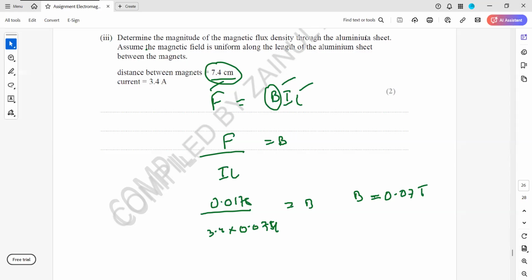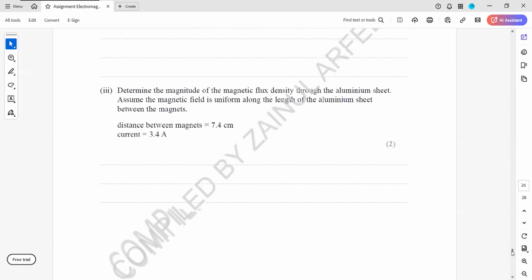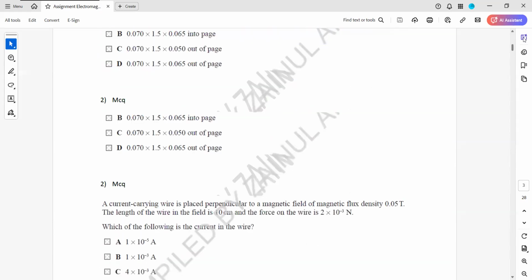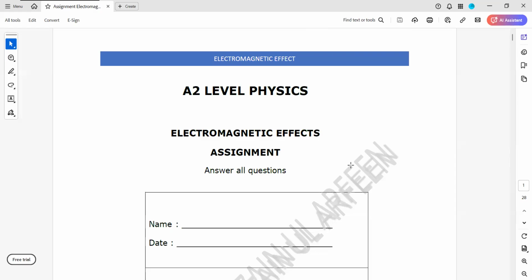These are some questions; of most of the questions I did, only one question is left, and that is also related to the one which we have already discussed in the explanation. So this is all about electromagnetic effects.